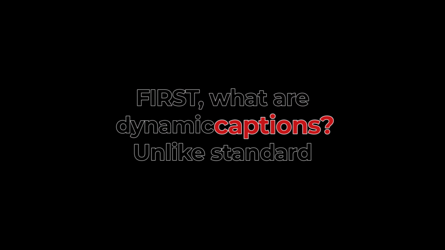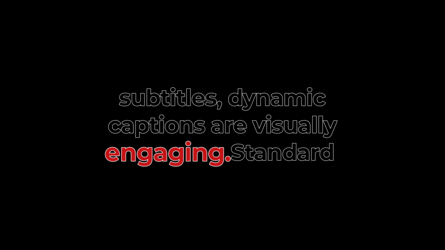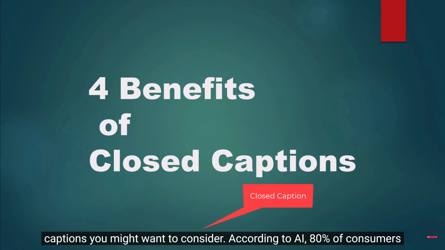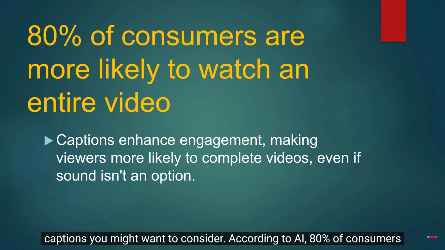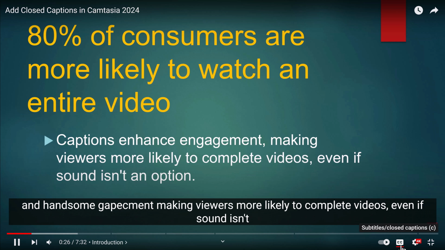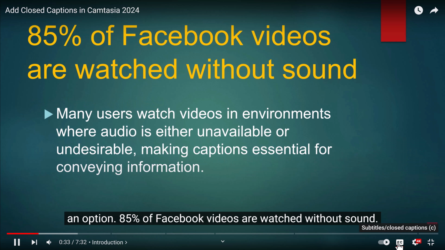First, what are dynamic captions? Unlike standard subtitles, dynamic captions are visually engaging. Standard subtitles, also known as closed captions, CC, are text overlays that display spoken dialogue and sound effects on screen. They can be enabled or disabled by the viewers using the CC button in the video players, like the one on YouTube. This feature allows viewers to control whether they want to see the captions, which is especially useful for accessibility, language learning, or watching videos in sound-sensitive environments.